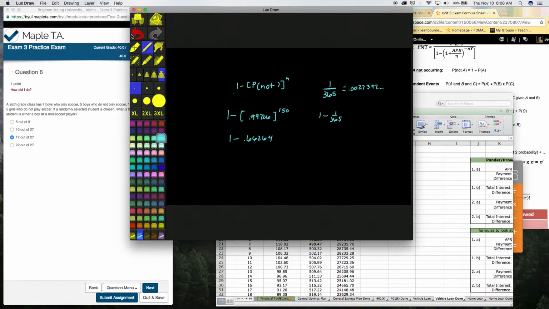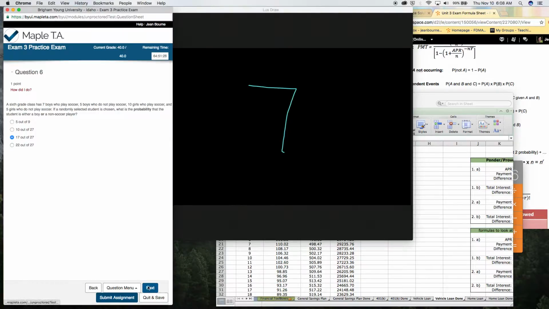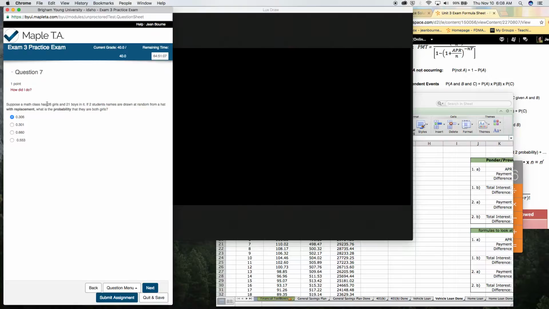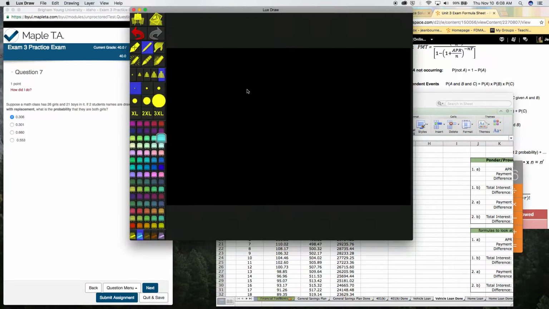we're going on to number 7. Okay, suppose a math class has 26 girls and 21 boys. If 2 students' names are drawn at random from a hat with replacement, what is the probability that they are both girls? These are pretty easy, but I'm just going to work one of these through just so you can see how it goes. All right, so we have 26 girls and 21 boys. So we need to find the total number of people in the class. So that's going to be 26 plus 21. So 47 kids in that class.